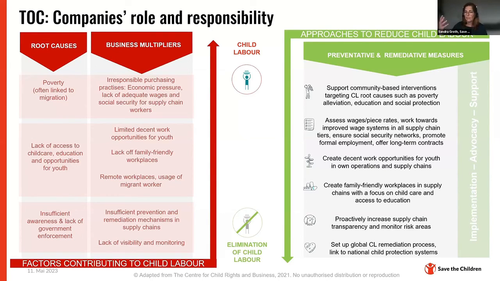And last but not least, set up global child labor remediation processes linked to national child protection systems, if they exist. So there is quite a lot that can be done that helps reduce this child labor risk, which can either be implemented in your own supply chain or supported or done in advocacy work towards local governments.